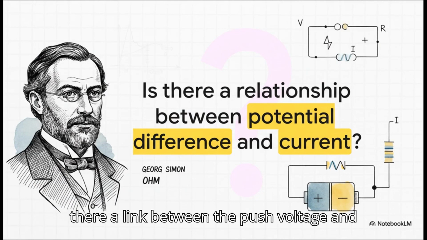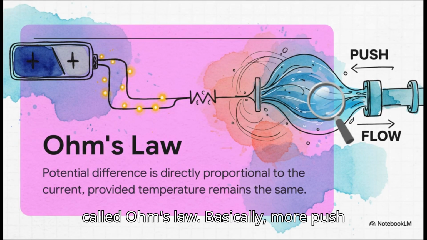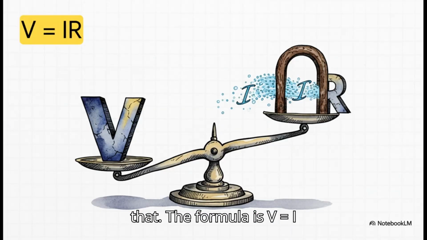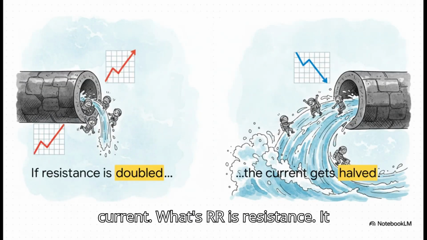So, is there a link between the push, voltage, and the flow, current? Yup, there is. It's called Ohm's law. Basically, more push gets you more flow. Simple as that. The formula is V = I × R. So V is voltage, I is current. What's R? R is resistance.